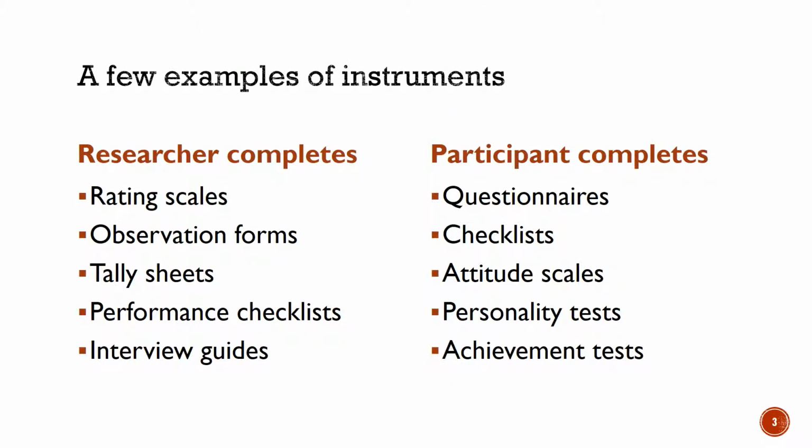Here are some examples of instruments that you're likely to see as you explore the literature. So, a researcher may complete rating scales, fill out observation forms, or performance checklists, and they may also provide interview guides. Participants often provide information by completing questionnaires, completing checklists, filling out attitude scales, or completing tests such as personality tests or achievement tests.